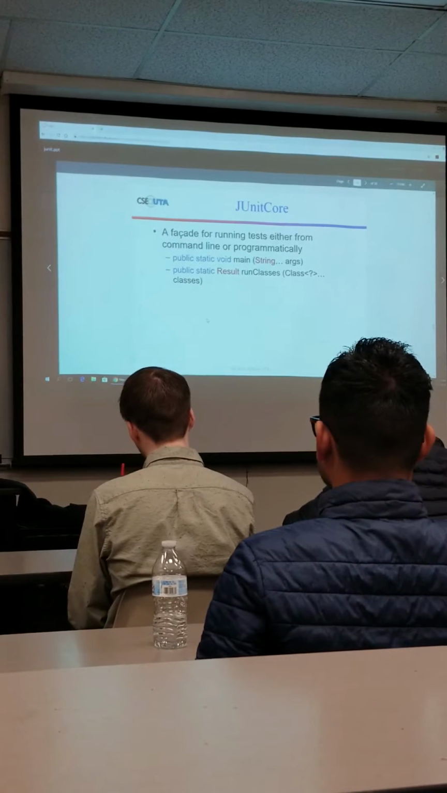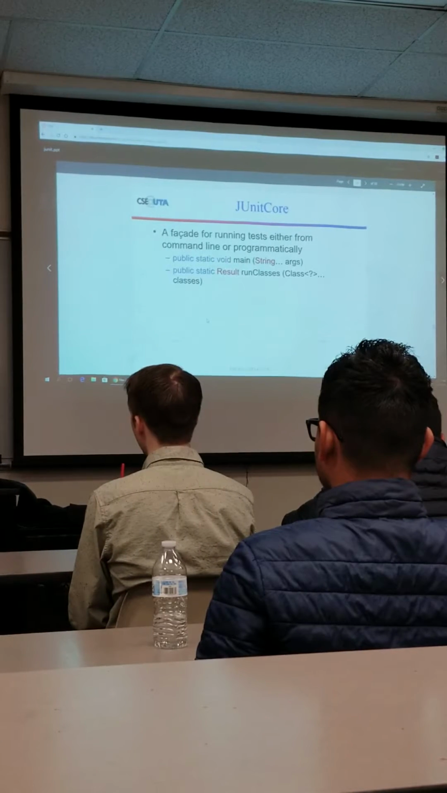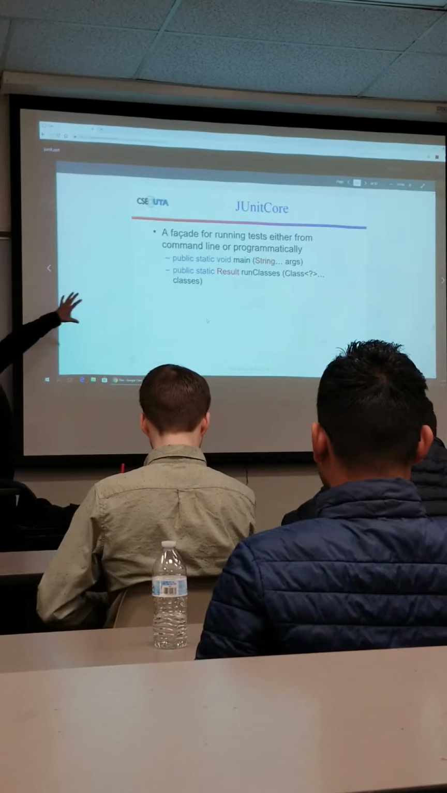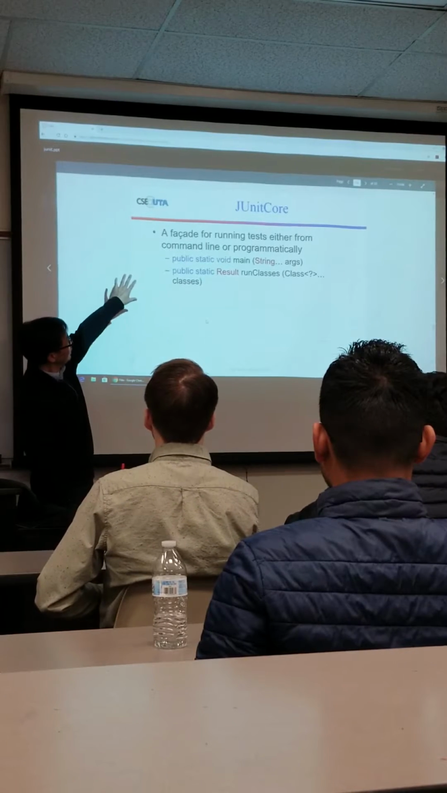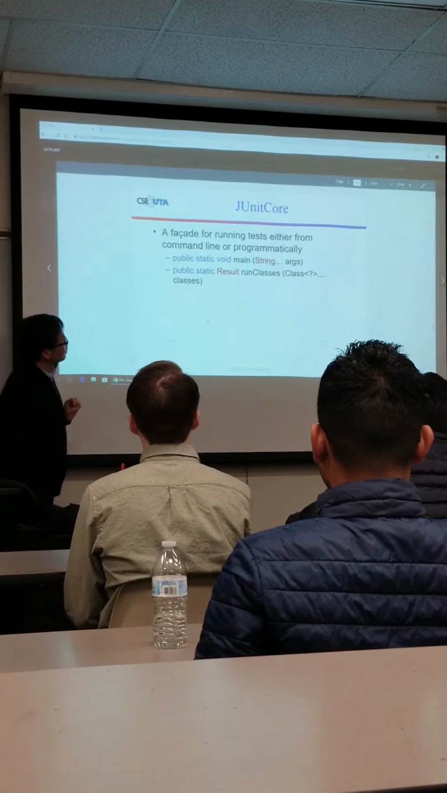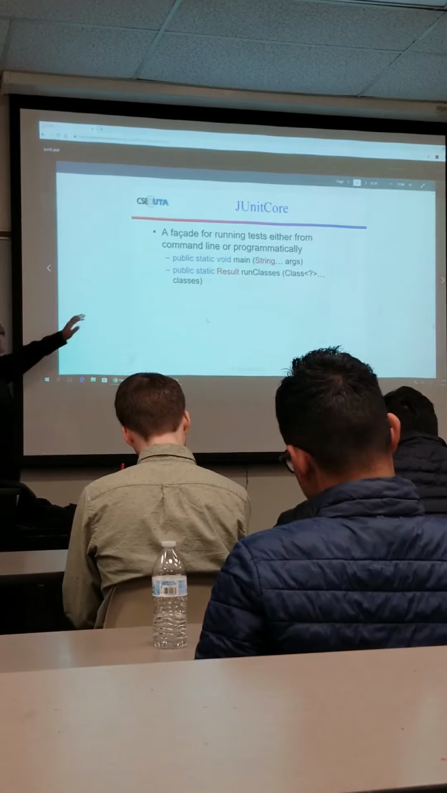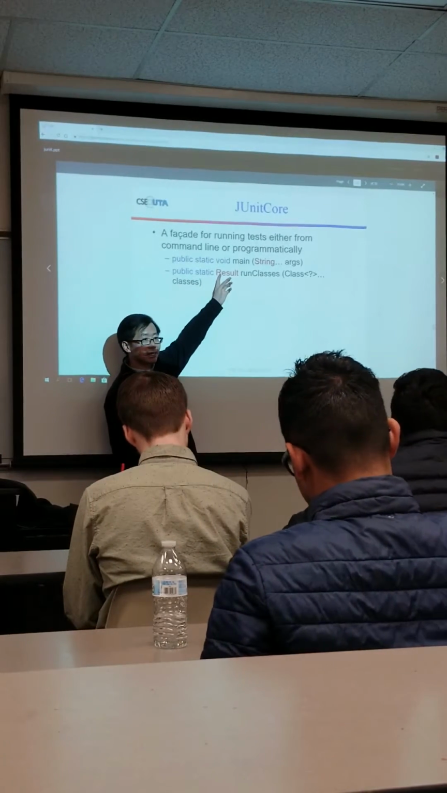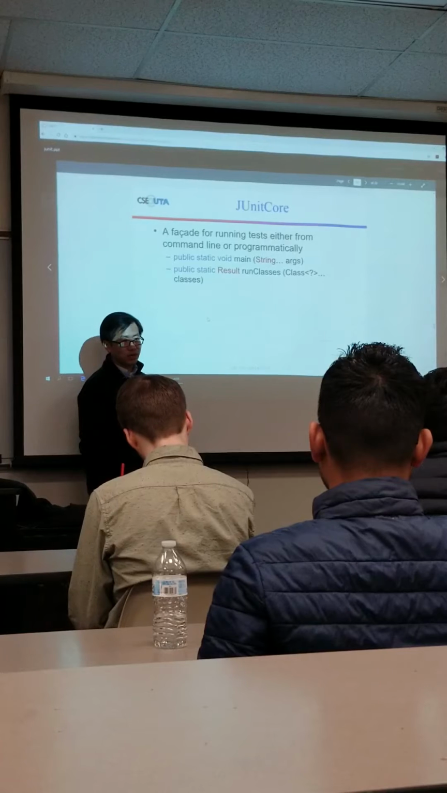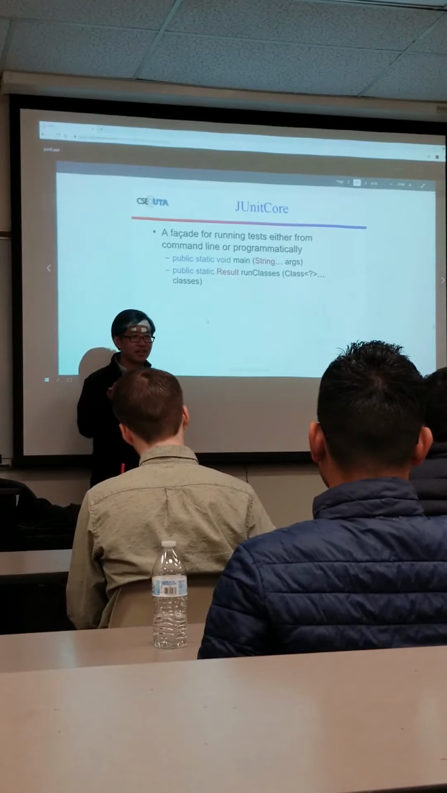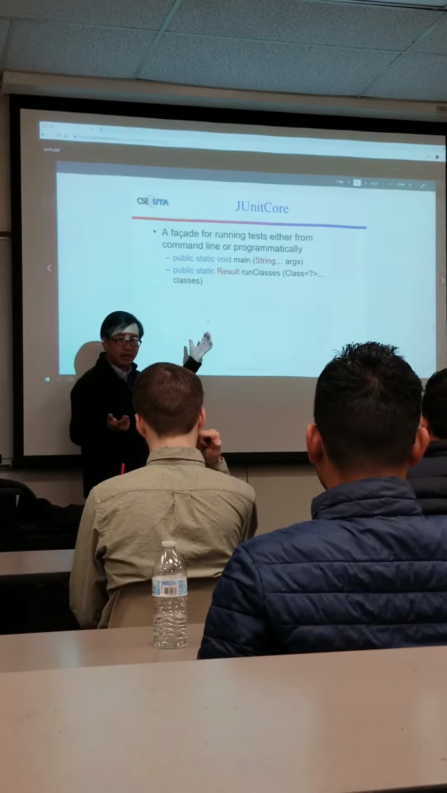JUnit, if you look at it from a high level, is really a simple tool. But it helps people in practice. JUnit core is the main class that we're going to use to run JUnit. We have seen that there's a facade for running tests, either from the command line or from a program. If you run from the command line, you're going to execute the main method in the JUnit class. You remember, when you run a Java class at the command line, you actually execute the main method. That's the entry point of your program execution.